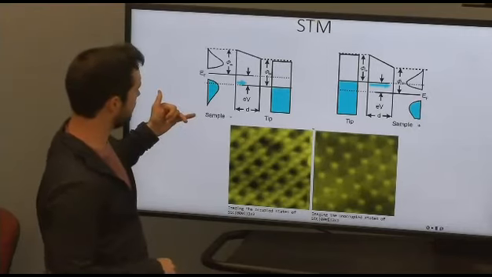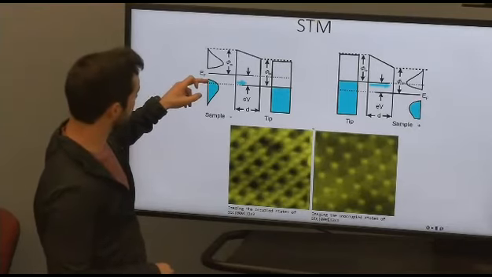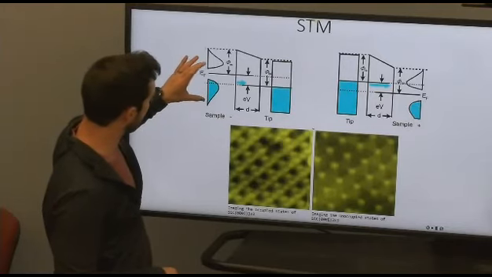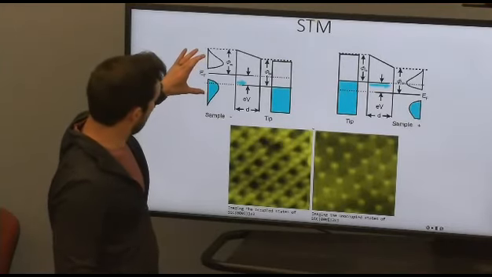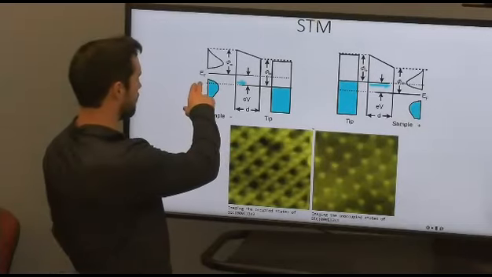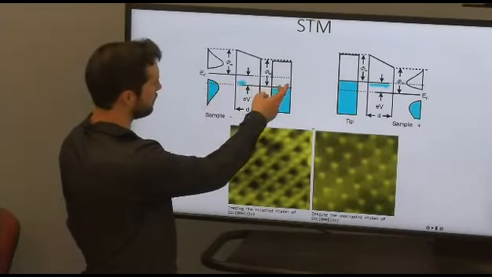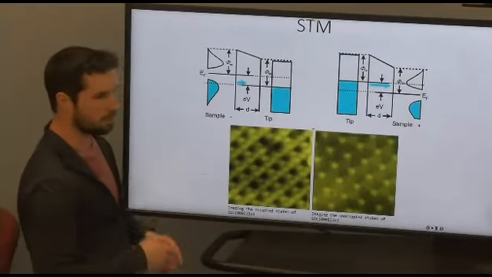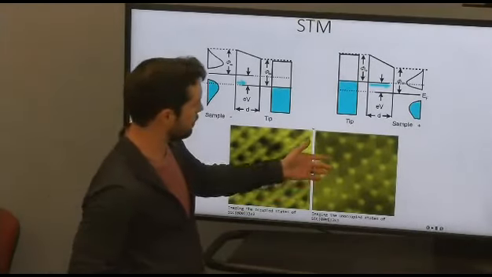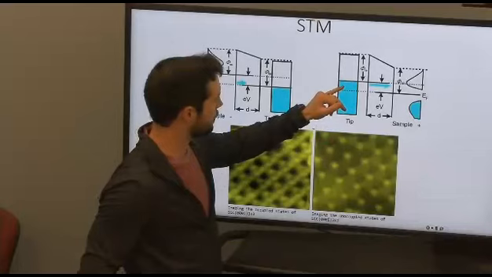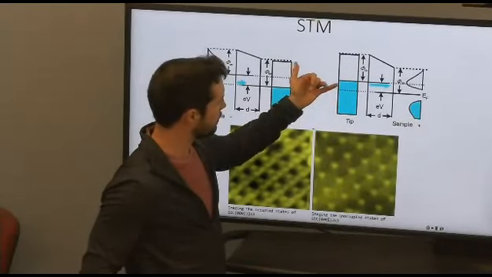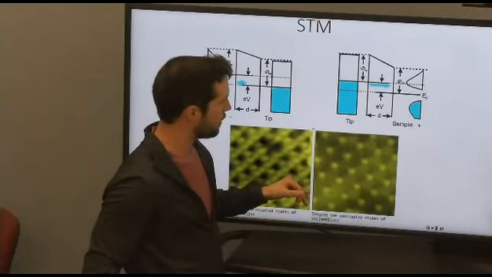In this case, with a negative voltage to the sample, the Fermi level of the sample is increased, and then we're able to have electrons travel from this state to the tip. So now we're looking at the occupied states. But by doing a positive bias, we're able to get the opposite, so the electrons are flowing from the tip into the sample, into those unoccupied states.